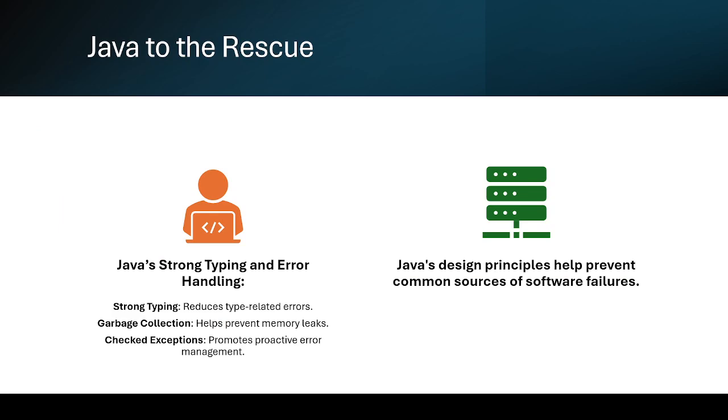Java's strong typing and error handling. Strong typing reduces type-related errors, and strong typing in Java means that each variable, parameter, and expression has a defined type, and that type determines how it can be used. Garbage collection helps prevent memory leaks, and checked exceptions promote proactive error management. Java's design principles help prevent common sources of software failures.